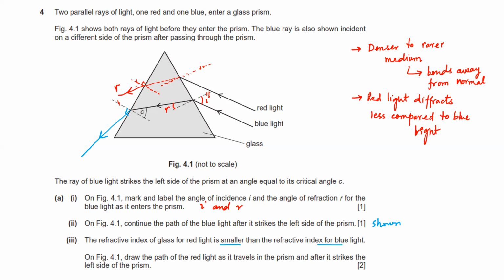So this is the angle of refraction. This is the angle of incidence here. So these two refraction angles will be different. So red will be going somewhere there, blue will be going somewhere there. So this is how you draw this. Okay, so you have to remember these things.